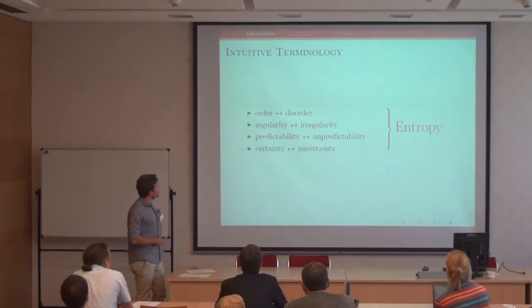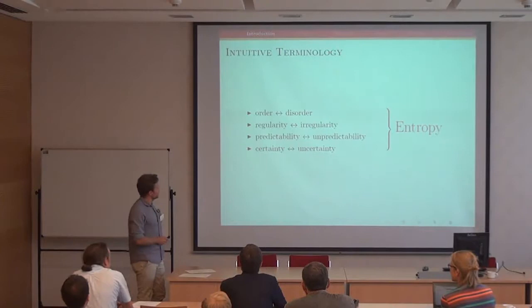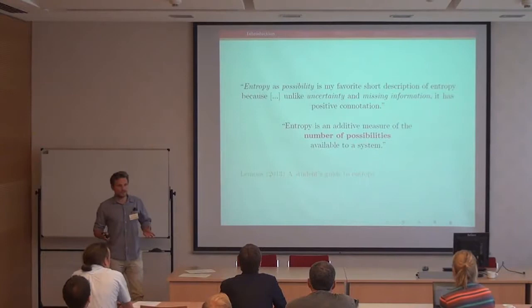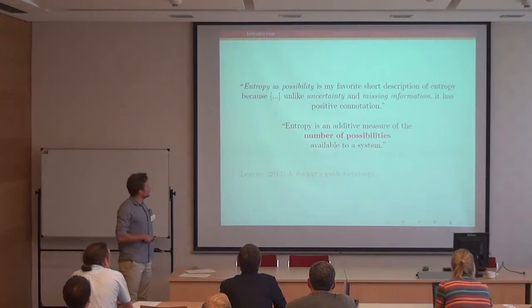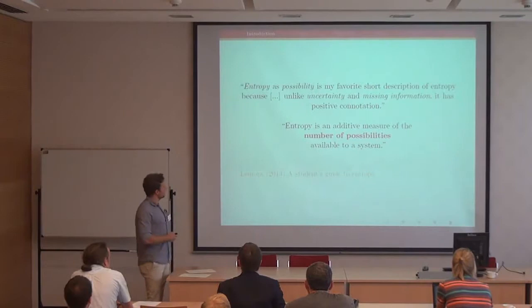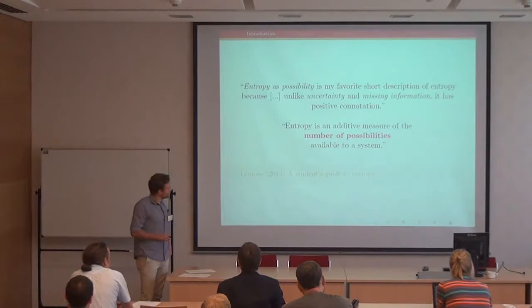So, very intuitive terminology. Actually, this introduction is very similar to what Alvaro said, but much less mathematical. But there are similar concepts. When you talk about entropy, people often talk about order, disorder, regularity, irregularity, predictability, unpredictability, certainty, uncertainty. Actually, when I think about language, what I would like better is to think of it as the number of possibilities. And this is what Lemon suggested in his Student's Guide to Entropy, to not talk about uncertainty, because when we communicate, we try to create more certainty about the world that we live in, and we try to communicate something. So the number of possibilities is maybe a better intuitive term.